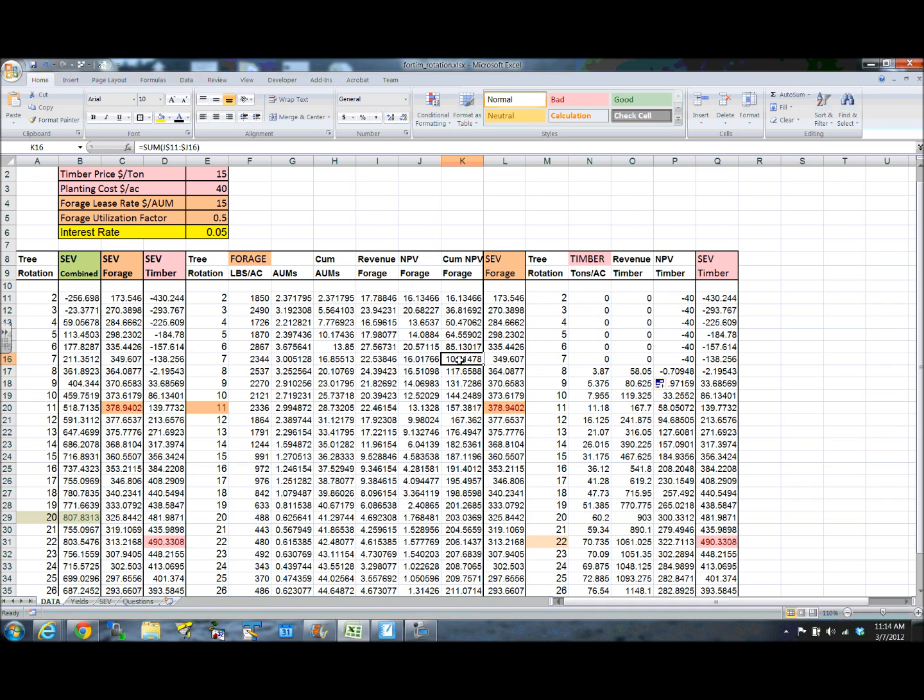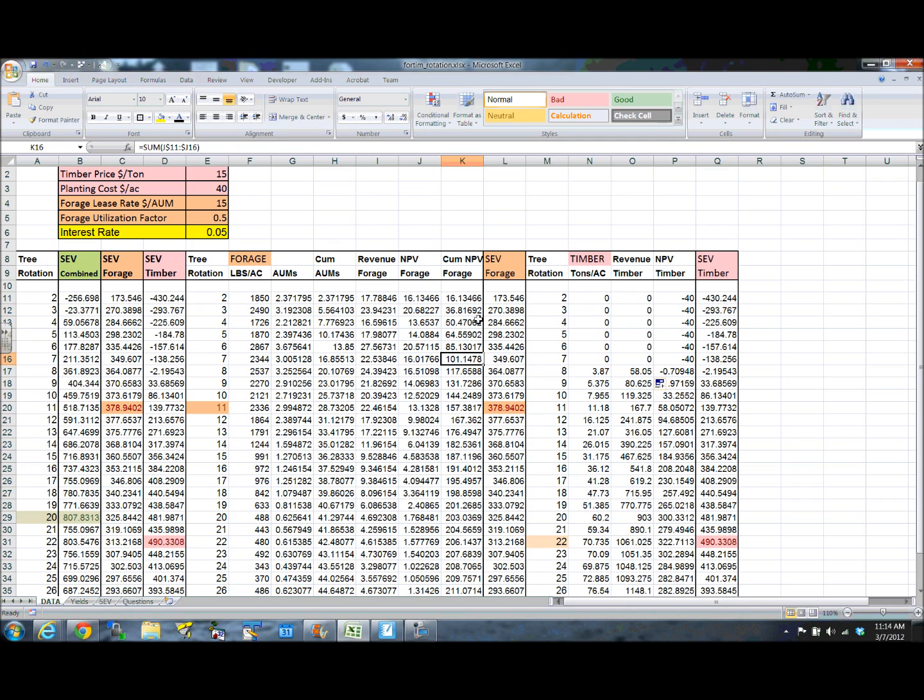And if we're going to harvest the trees at age 7 and repeat that over and over again, each repeat of that 7-year cycle, we're going to assume that we're going to get this same stream of benefits. So what we want to repeat in our SEV is this cumulative NPV.